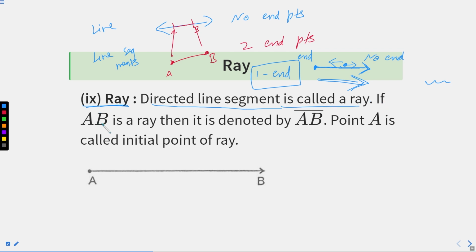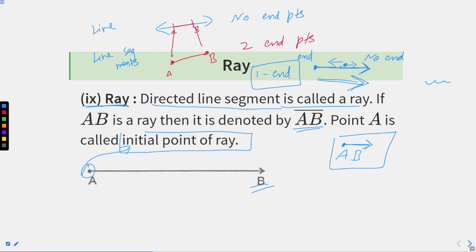I hope this is clear. It is denoted like this, by AB with an arrow, so we can easily understand that it is a ray. The starting point is A and there is no end point. In a ray, we call A the origin, starting point, or initial point of the ray, where the ray starts in a specific direction. I hope all these definitions are clear to you.